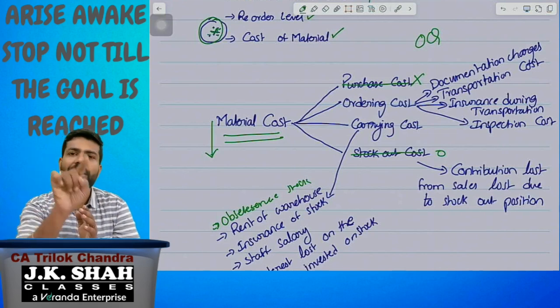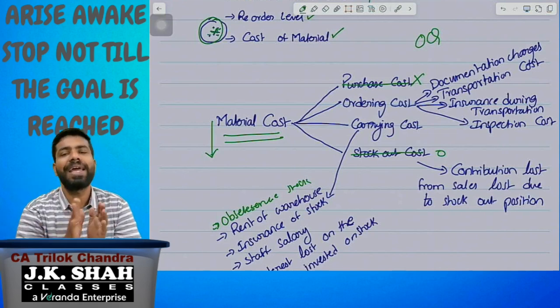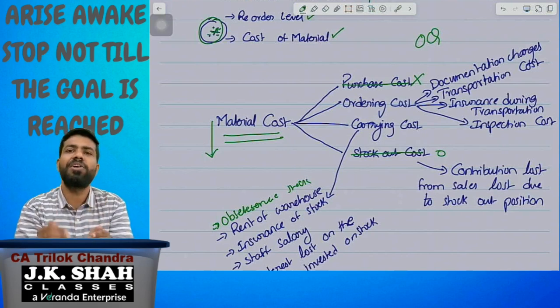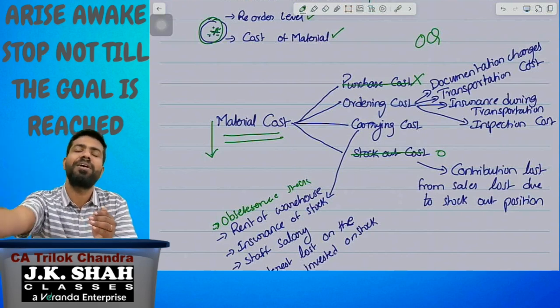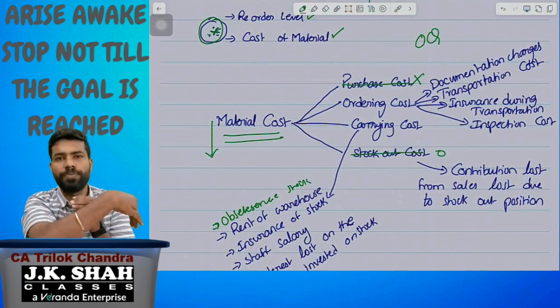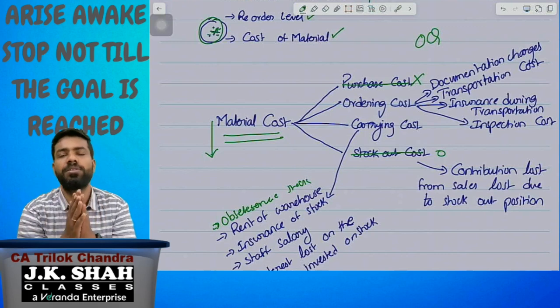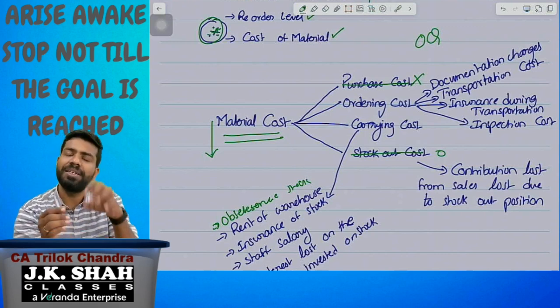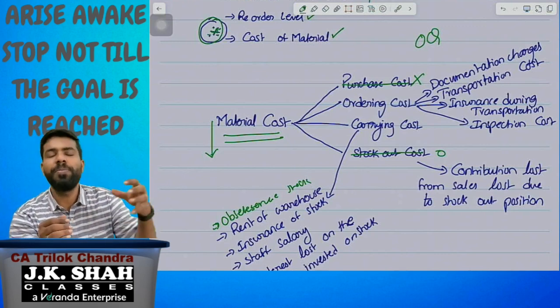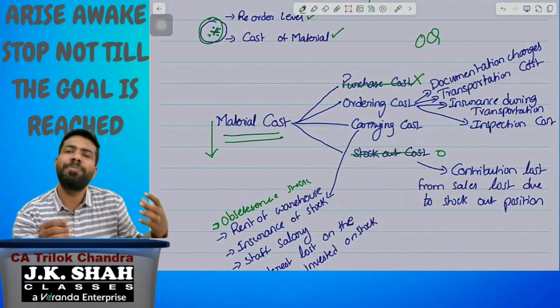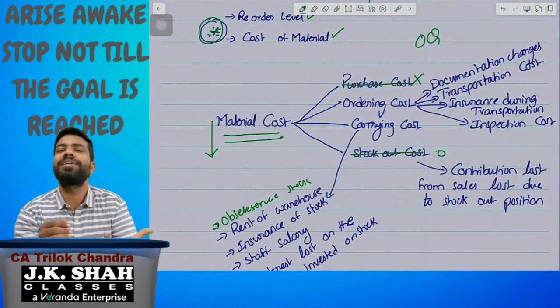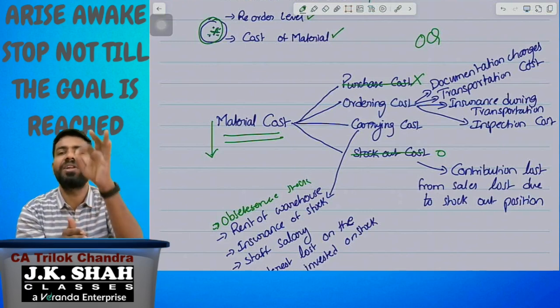Let us understand how to calculate the ordering cost and how to calculate the carrying cost. I already told you ordering cost means the cost incurred from the time of placing the order to receiving the goods at the storeroom. Whatever cost is incurred in between is entirely called the ordering cost. Carrying cost means the cost incurred in the storeroom. We will be keeping the raw material for 3 months, 2 months, 1 month. During that time, whatever cost is incurred is called the carrying cost.